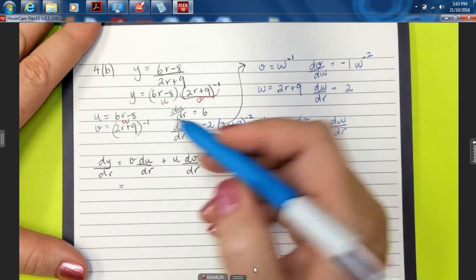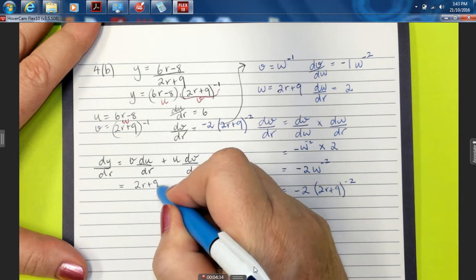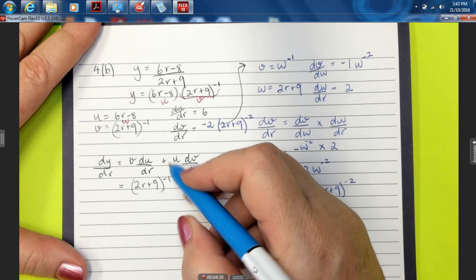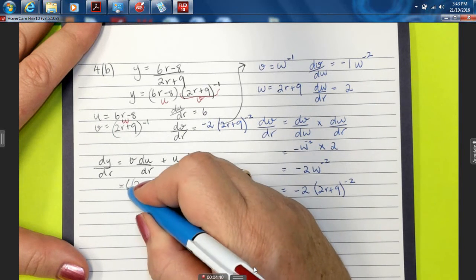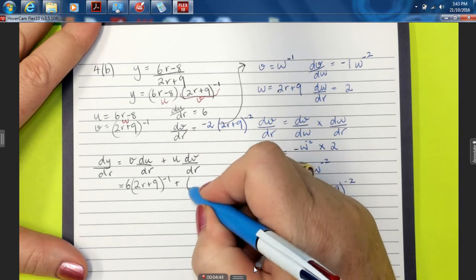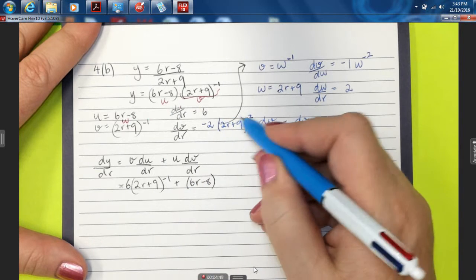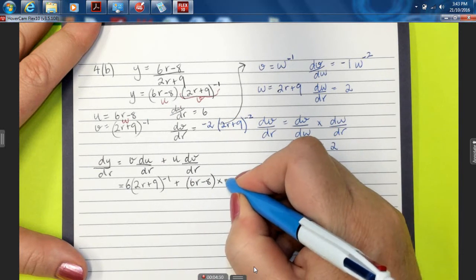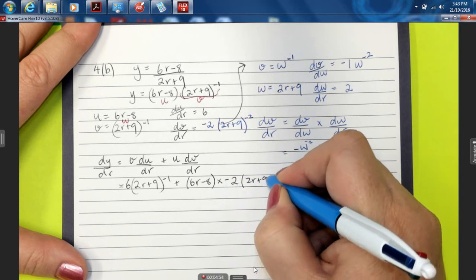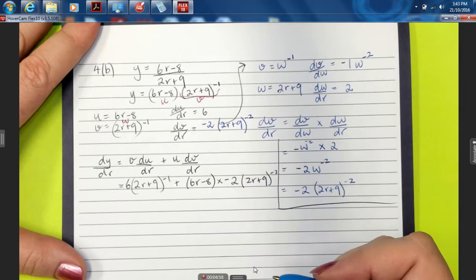So v is this (2r + 9)^-1, times du/dr is 6. I'll put the 6 on the front, plus u, 6r - 8, times dv/dr, minus 2, (2r + 9)^-2.